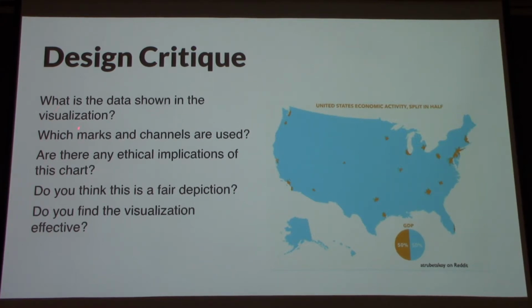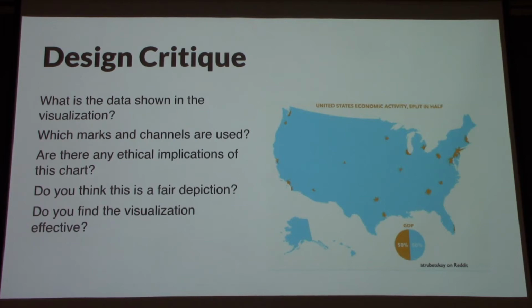So what is the data shown in the visualization, which was easy. Marks and channels are used. The marks and channels, of course, if you said area, that was okay. I would probably say pixels or points would be the marks and colors would be the channels, and of course the pie chart here, so angle and color. So these were the hard, formally correct or wrong questions.